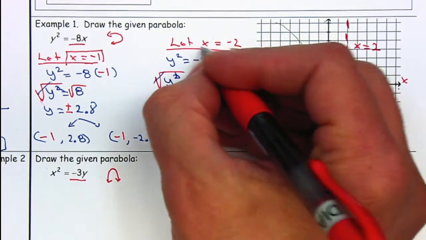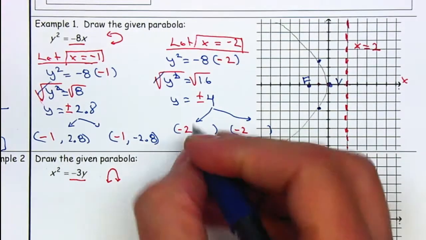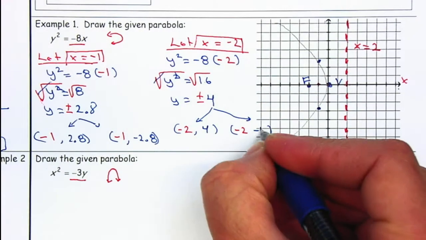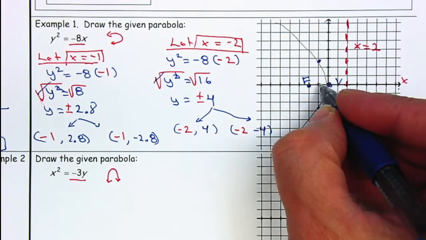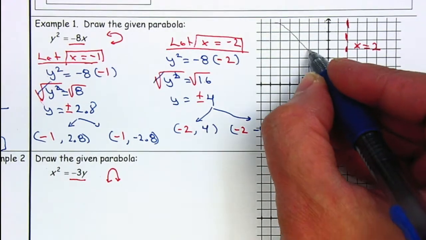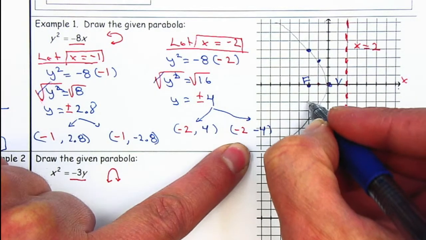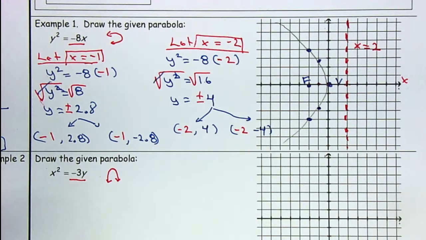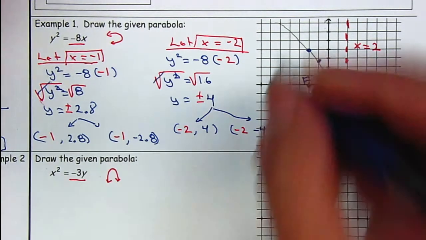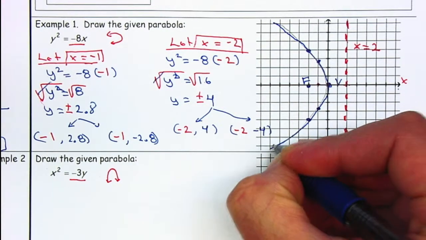The x value for both of them is negative 2. The corresponding y value, one of them is 4, the other one is negative 4. And I'm going to go and plot both points. So from the origin, I'm going to go left 2, and up 1, 2, 3, 4, and down 1, 2, 3, 4. And that will shape my graph. So my parabola, actually I was not too far away, will be right here.